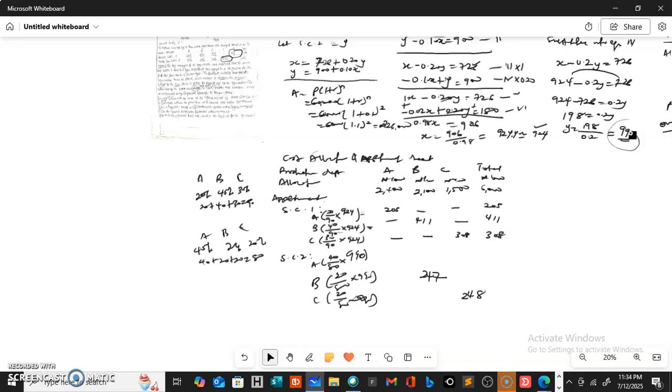So 40 over 80. 40 times 990 divided by 80. That should give us 495. This is 495, this is 247, and this is 248. So we can now sum up and have the total figure.